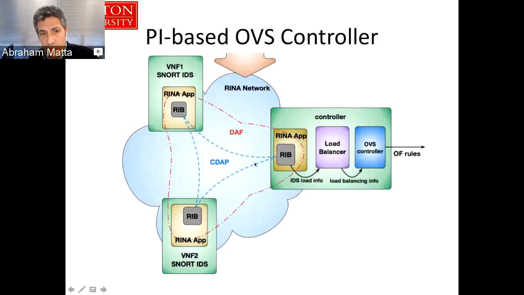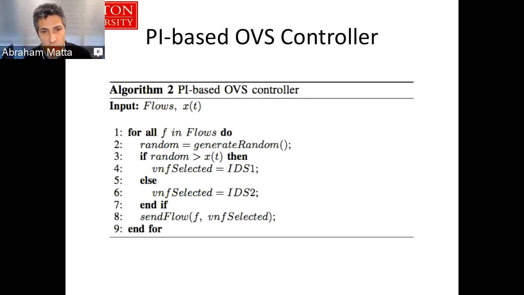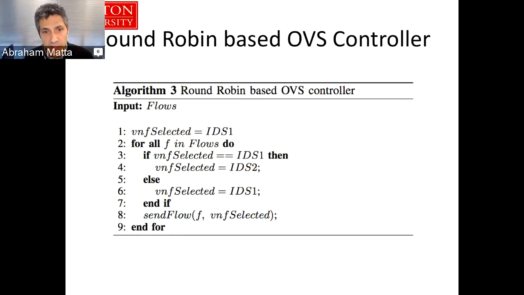So this is basically what we're going to do. We start the RINA monitoring application to monitor load. We get this load and pass it on to the load balancer, and the load balancer sets the control variable: how much should go to the second instance as opposed to the first instance? We pass this along to the OVS controller, which talks OpenFlow. It talks to the switch to install the forwarding rules based on the output from the load balancer.